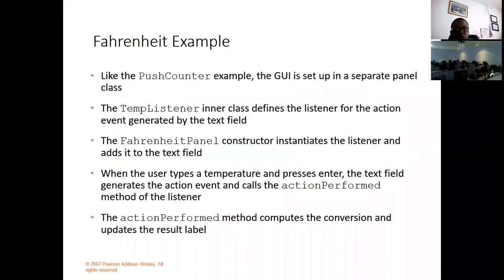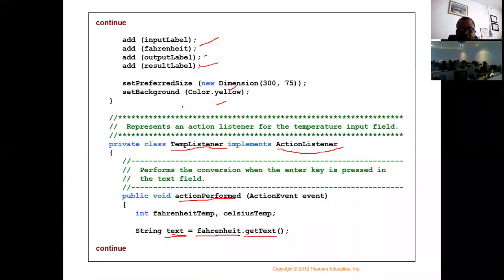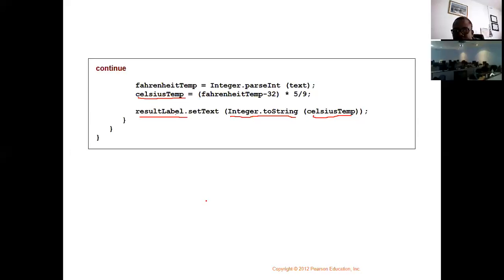So like the push counter example, the goal is set up in a separate panel class. The temp listener inner class defines the listener for the action. And if you look inside of the temp listener, you will realize that we are doing a number of things. Again, as I said, in your action perform, you can put any code that you want to carry out that is associated with a particular event there.